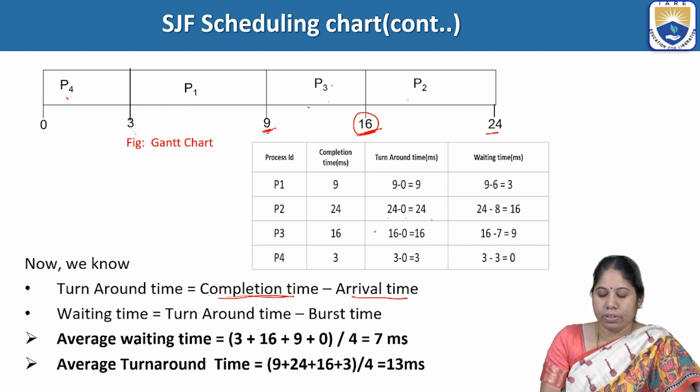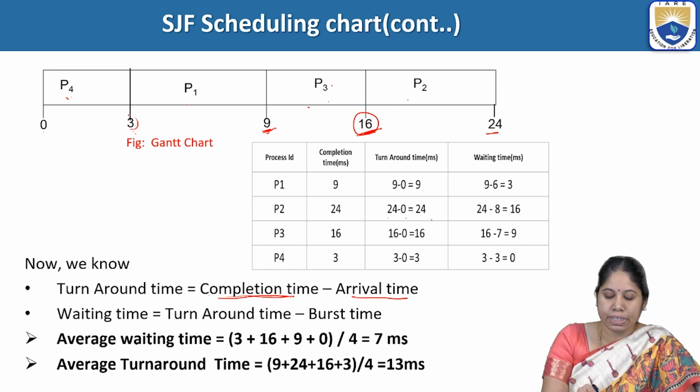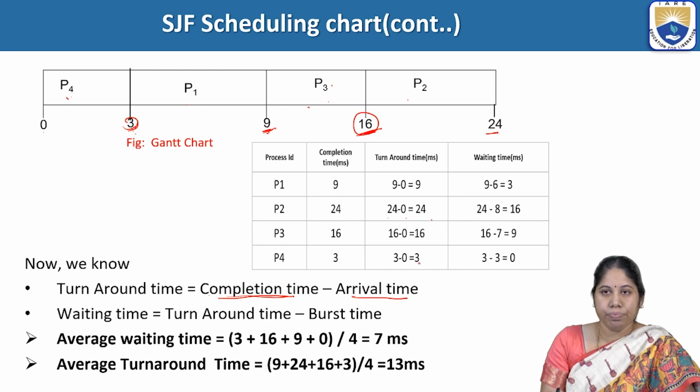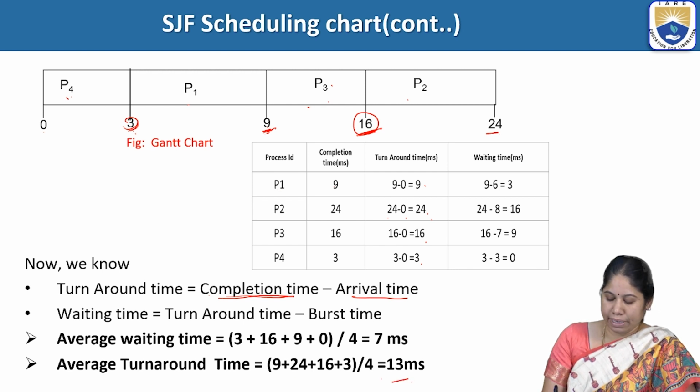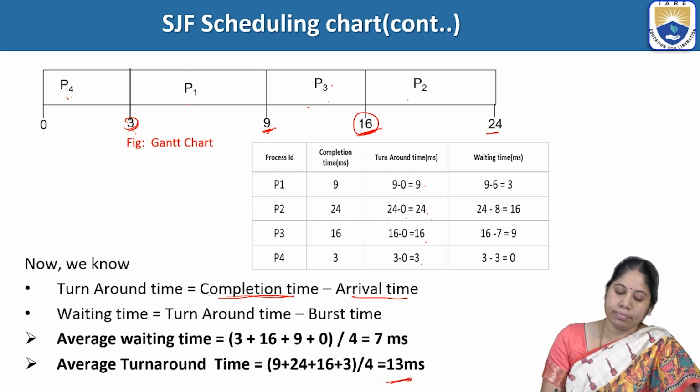For P4, completion time is 3, 3 minus arrival time 0 equals 3. Now we have the turnaround times for all the processes P1, P2, P3, P4. Now let us see how to calculate the average turnaround time. 9 plus 24 plus 16 plus 3 divided by the number of processes, equals 13 milliseconds. Now let us calculate the other parameter, waiting time.